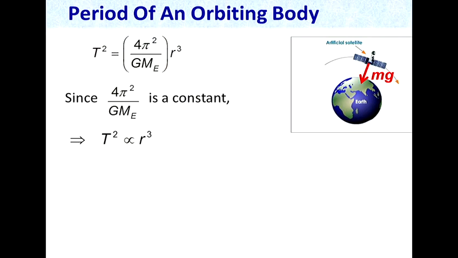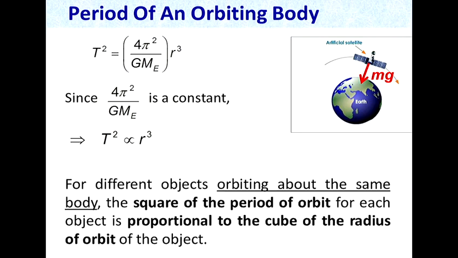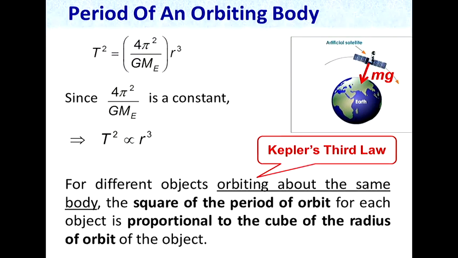So this particular term is a constant, so I can say that the square of the period is proportional to the cube of the radius of orbit. Right, and this is an important outcome. When different objects orbit around the same body, in this case Earth, if I have many different satellites all orbiting around Earth, the square of the period of the orbit for each object is proportional to the cube of the radius of that particular orbit. This is known as Kepler's third law.